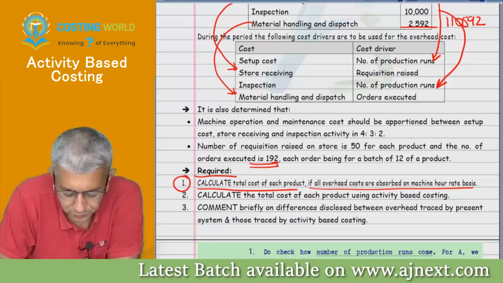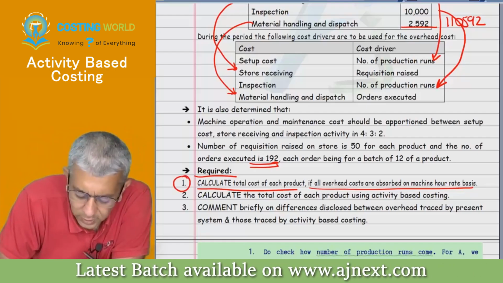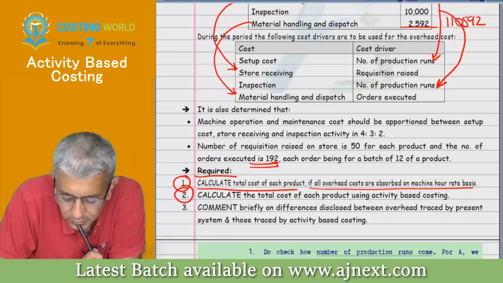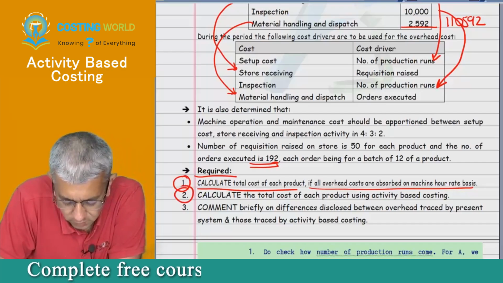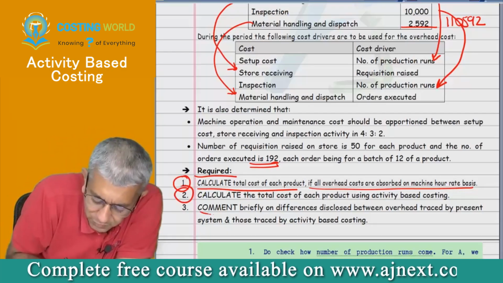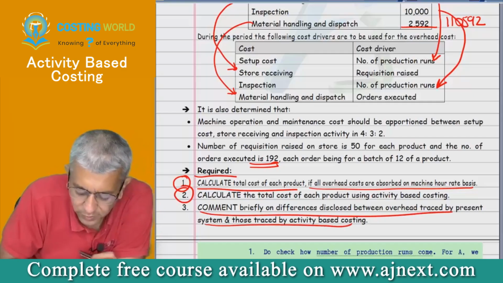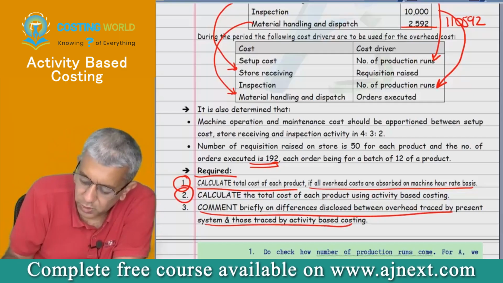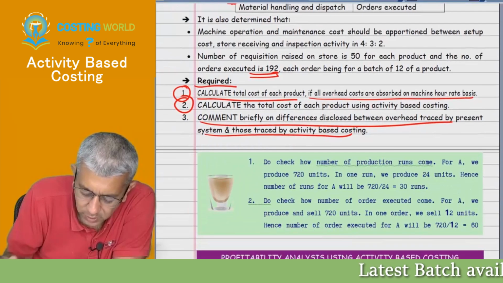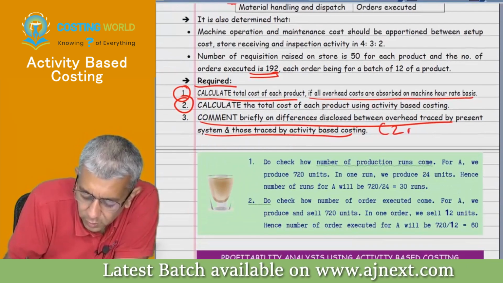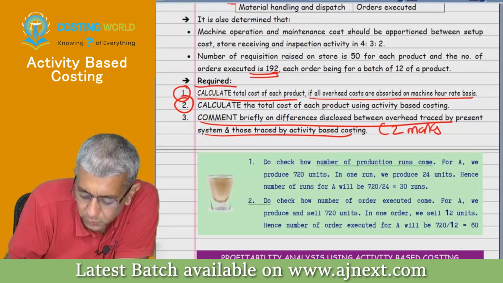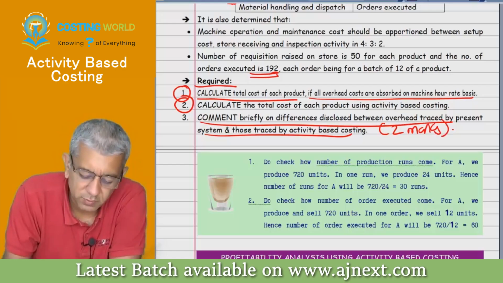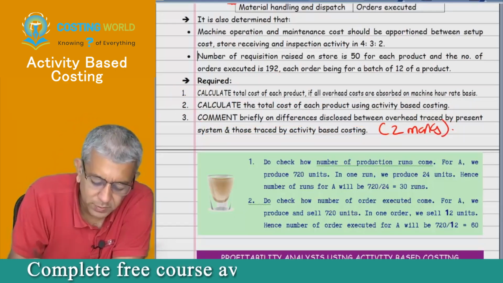Second, calculate the total cost of each product using activity based costing system. Comment briefly on differences disclosed between overheads traced by the present system and those traced by activity based costing system. Do one thing, write down over here 2 marks. This part 3 was asked for 2 marks only. So we'll comment based upon the weightage of the marks, please.